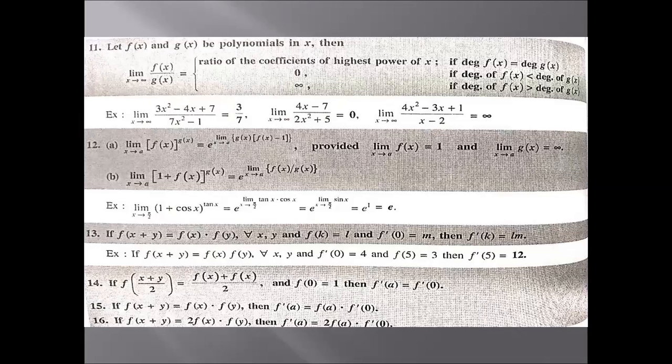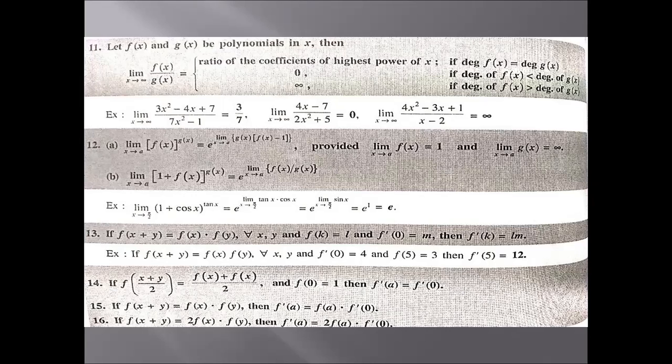Let f of x and g of x be polynomials in x. Then limit x tending to infinity of f of x by g of x is equal to the ratio of the coefficients of the highest power of x if degree of f of x equals degree of g of x. The answer is 0 if the degree of f of x is less than the degree of g of x. Infinity if degree of f of x is greater than degree of g of x. For example, limit x tending to infinity of 3x square minus 4x plus 7 divided by 7x square minus 1 is equal to 3 by 7.